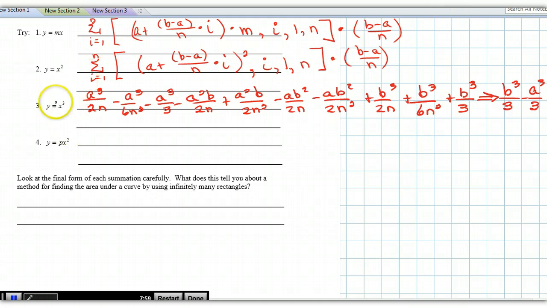Now do the next two problems, problem 3 and problem 4, and hopefully you'll notice a pattern.